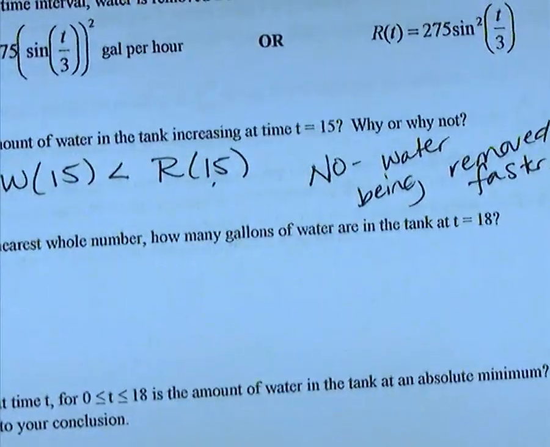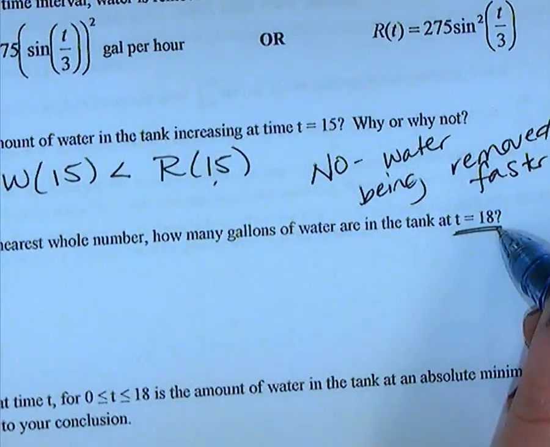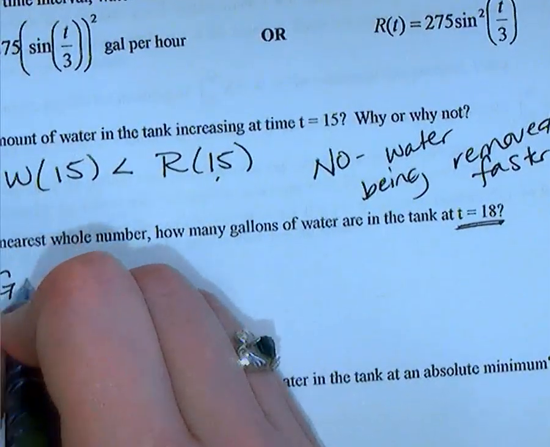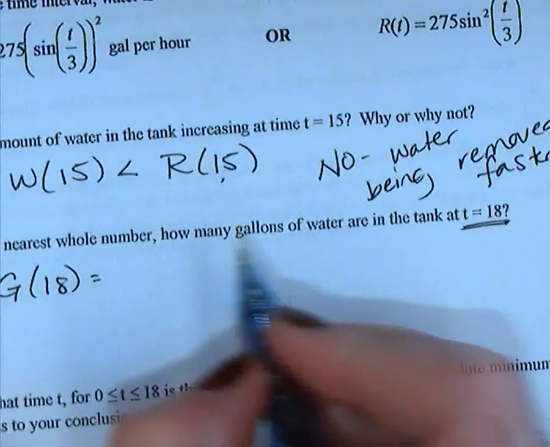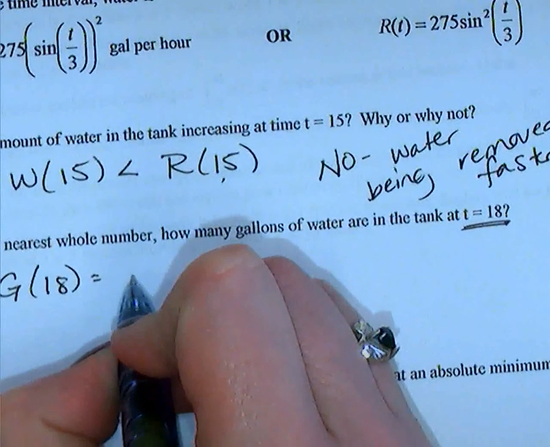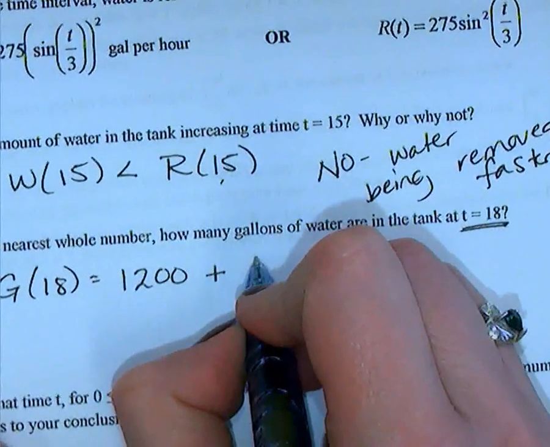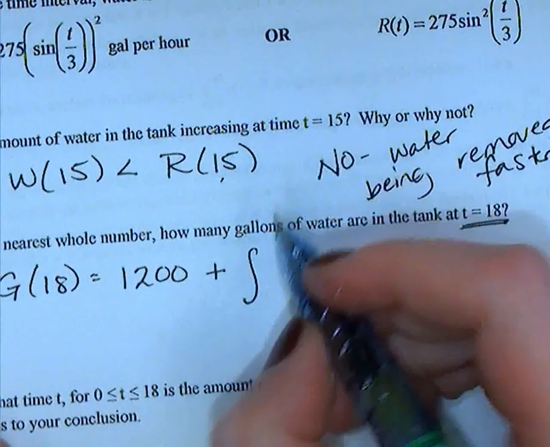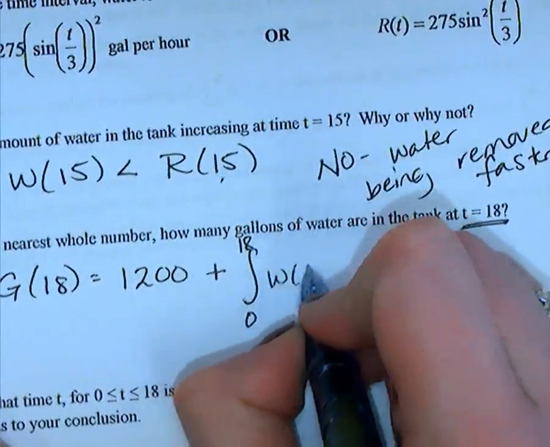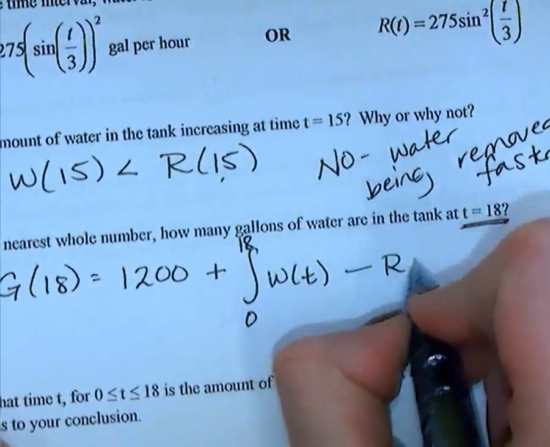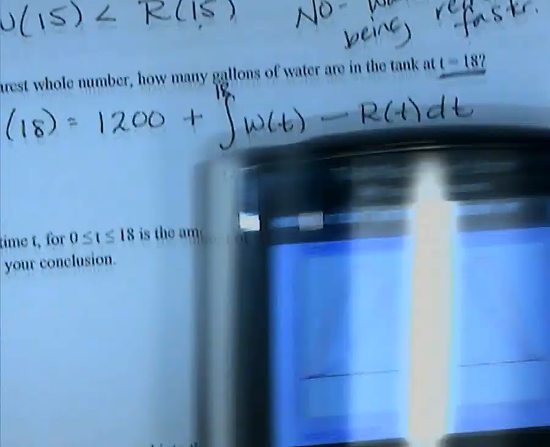To the nearest whole number, how many gallons of water are in the tank at 18? So that's a new time for me. If I want to find the amount of gallons in the tank after 18 hours, then I need to know how many gallons I start with. That's 1,200, plus I need to add up, integrate from 0 to 18, all the water that's going in minus all the water that's going out.